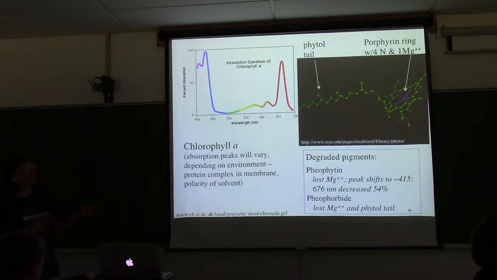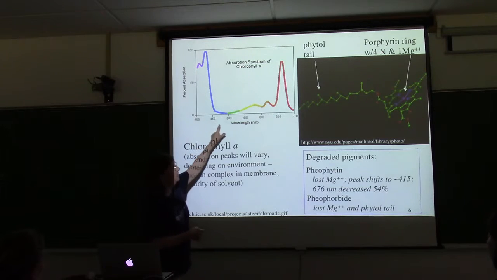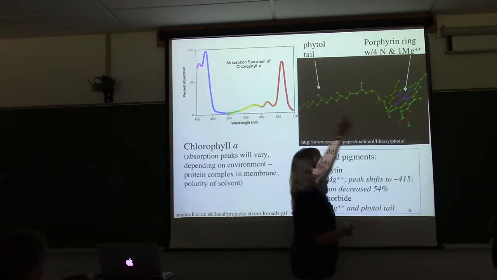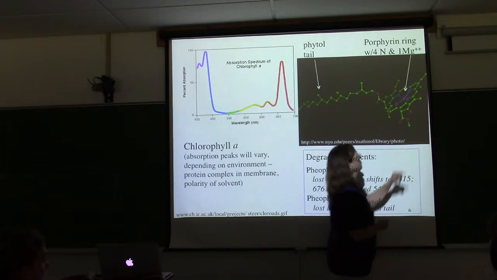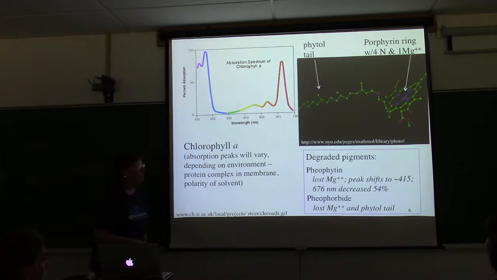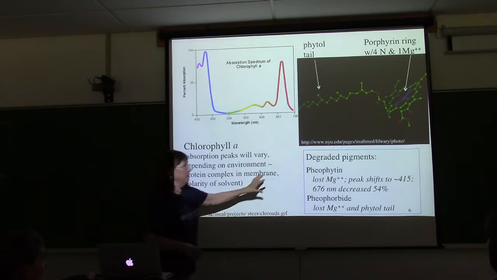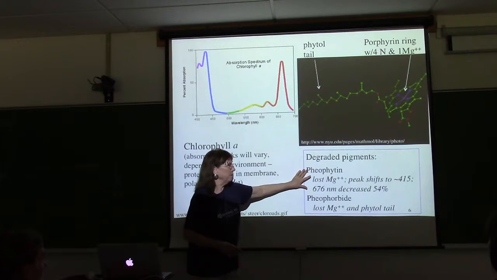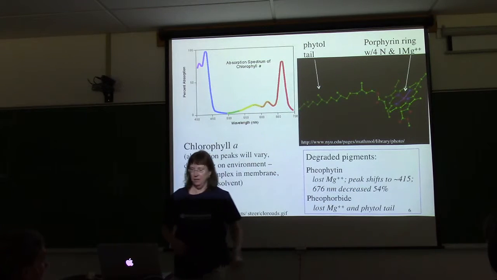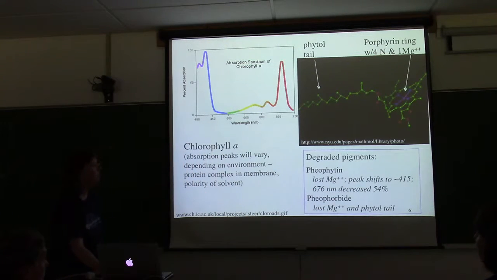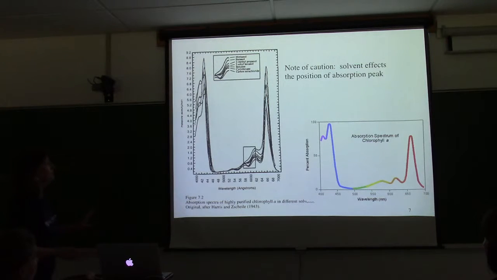I'm going to go through this fast because you've got it in the PowerPoint on the web. But here again is the structure of chlorophyll A, with a phytol tail, a porphyrin ring, magnesium at the center, and 4 nitrogens in the porphyrin ring. Colin talked a lot about changing the structure by adding acid and losing either magnesium or the phytol tail, and there's a shift in the peak, and there's a reduction in the red peak. So there are some changes with degraded pigments.